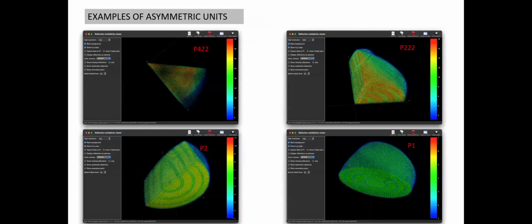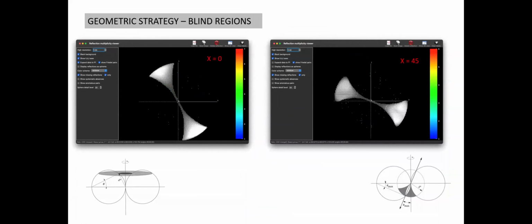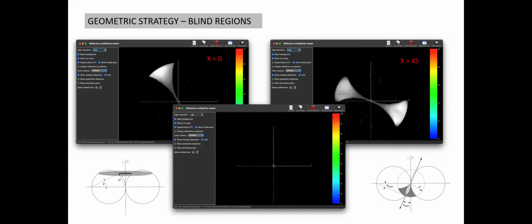Here are just some examples of asymmetric units using the DIALS reciprocal space viewer. Depending on the symmetry you have, you need to collect more or less in theory. Now, there is always a problem if you only rotate the crystal around a single rotation axis: you will always have a blind region, and its orientation depends on how your crystal is oriented. The way to get around that is using two different crystal orientations, using, for instance, a multi-axis goniometer, and then you basically get rid of that blind region.